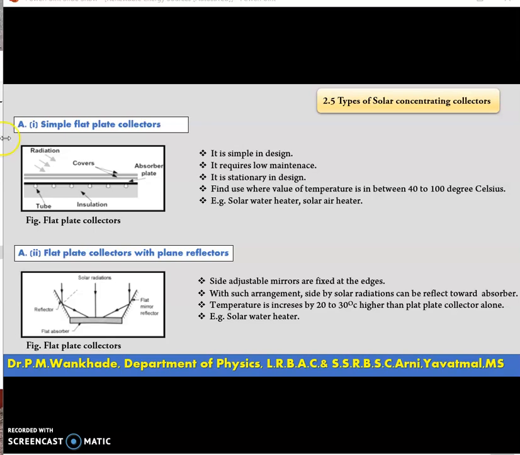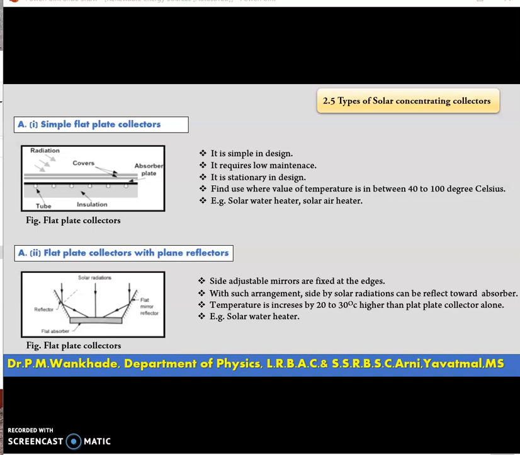The first one is the simple flat plate collector. It is simple in design, requires low maintenance and is stationary in nature. These collectors are used for solar applications which require temperatures from 40 degrees to 100 degrees Celsius. The best examples of simple flat plate collectors are the solar water heater and the solar air heater.